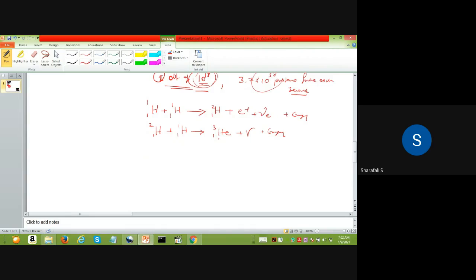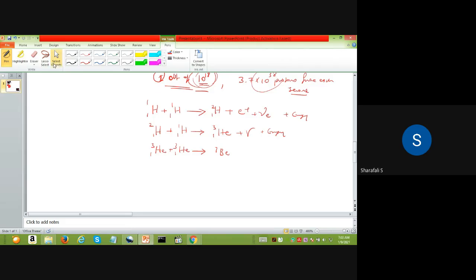Now this helium will not go and fuse with the proton because lithium-4 is not possible. Only helium-3 is possible, but lithium-4 is not possible. So what will happen now? This helium-3 can combine with another helium-3, and that will produce beryllium-7.